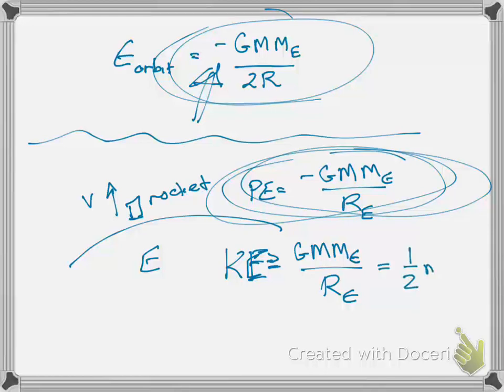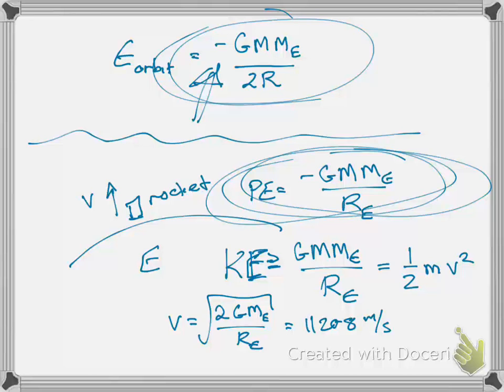So this would be 1/2 m_rocket v squared, and we could figure out what the escape velocity is. I just went ahead and solved for v from kinetic energy equals 1/2 mv squared. Solving that equation, I get 11,208 meters per second, or about 20,000 miles an hour. So if we can send a rocket, or a projectile, off the surface of the Earth at 20,000 miles an hour, it's going to go fast enough that it'll keep going, it'll never come back. Anything slower, it'll go up, come back down.